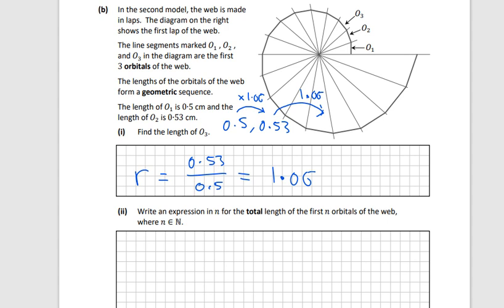And they want us to find the length of O3 here. Therefore, that's what you have to do. So you have to do 0.53 multiplied by 1.06, and it gives us 0.56.